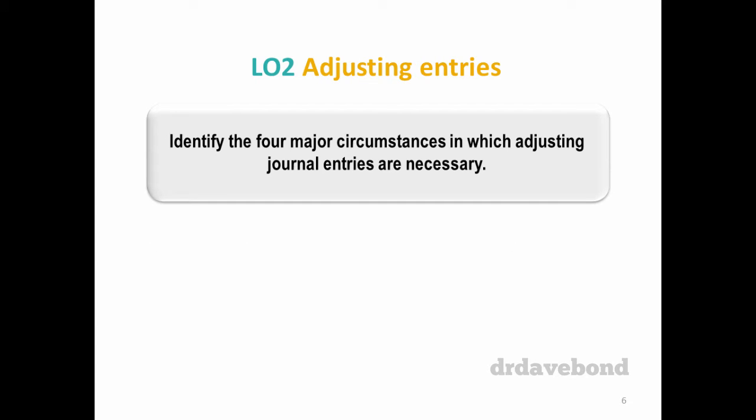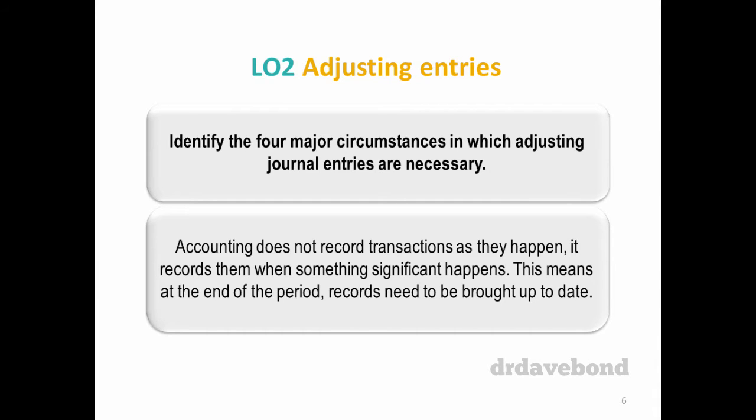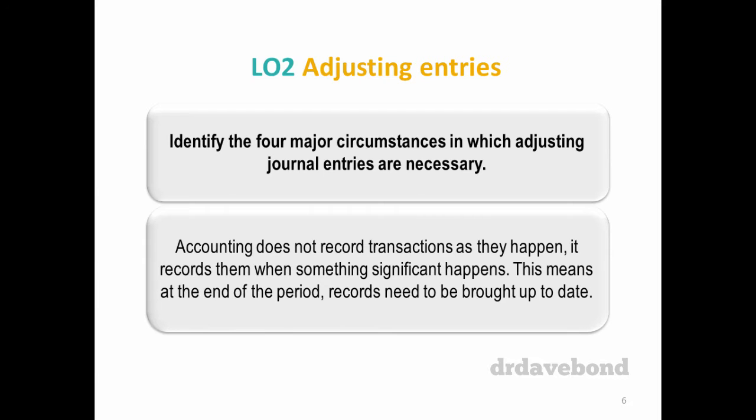So identify the 4 major circumstances in which adjusting journal entries are necessary. Accounting doesn't record transactions as they happen, it records them when something significant occurs. This means at the end of the periods, records need to be brought up to date. And we'll go through an example with you right now. So this is actually an example of it, but let's use something different.